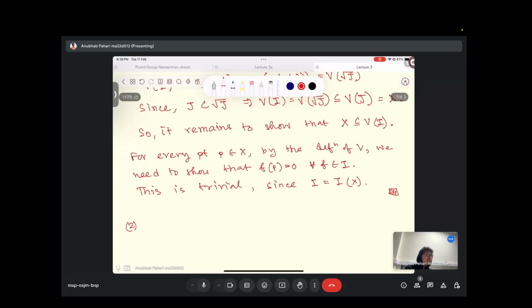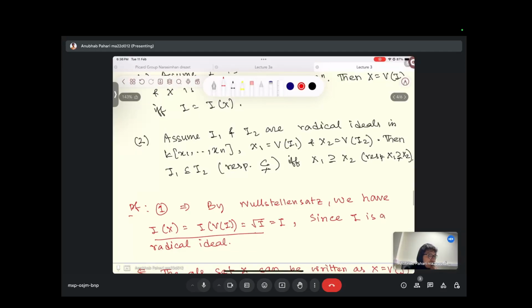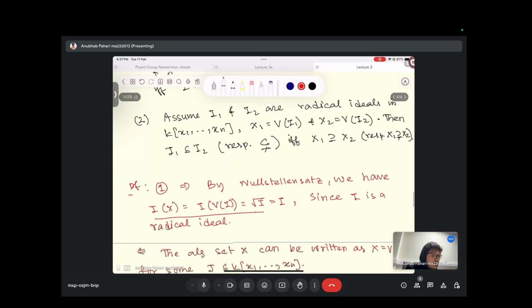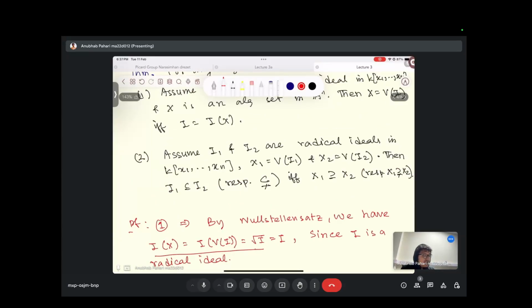Now for the second proof, which is saying that, assume I1 and I2 are radical ideals in this polynomial ring, and X1 equals V(I1) and X2 equals V(I2). Then I1 containing I2 if and only if this. So try for 5 minutes, and if you cannot do this, then I will be explaining this. Excuse me.